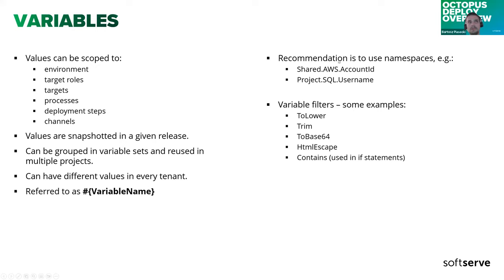And the recommendation from Octopus is to use namespaces so that you can easily find where your variable is stored. So for example, you can have shared.aws.accountid, and you know that you will look for this variable value in the shared.aws library set, variable set, and you will look for the account ID variable that is stored there.